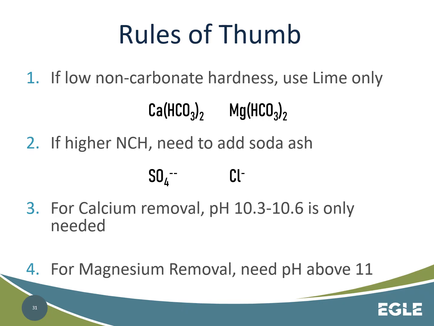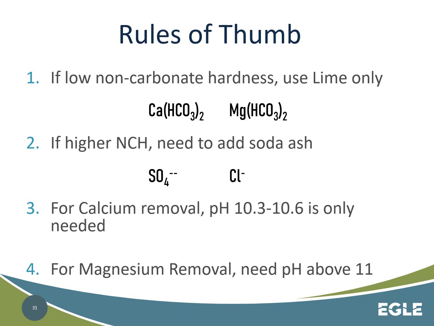Here's a little practical cheat sheet to keep in mind. If your non-carbonate hardness is low, you can generally soften with just lime. Remember that lime removes calcium carbonate hardness and magnesium carbonate hardness. Also remember that removal of magnesium non-carbonate hardness with lime will actually create calcium non-carbonate hardness that will require soda ash to be used. If your water has a higher level of non-carbonate hardness, you will need to use soda ash to remove it.